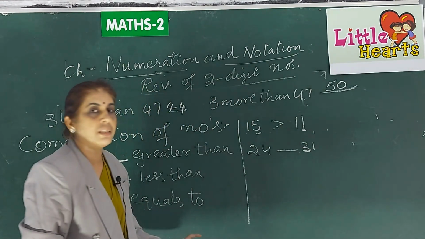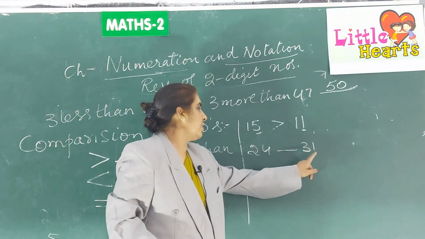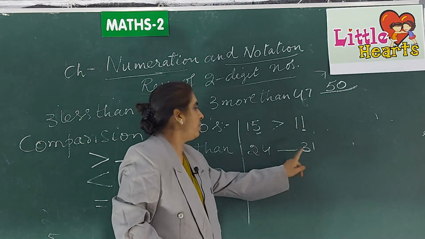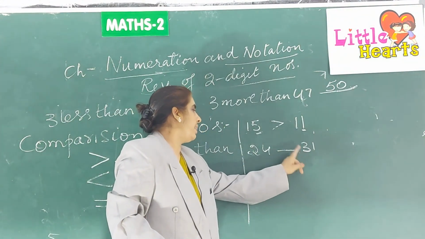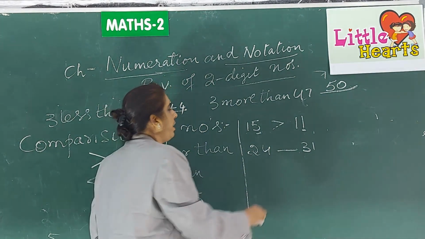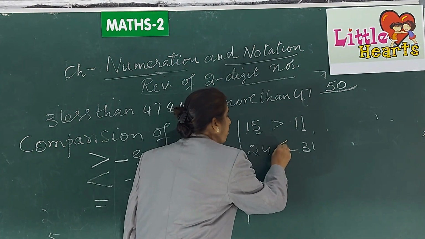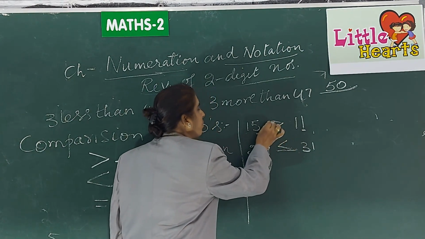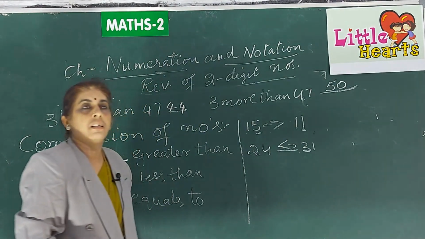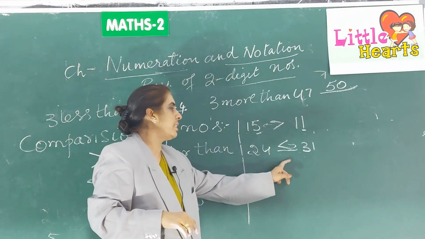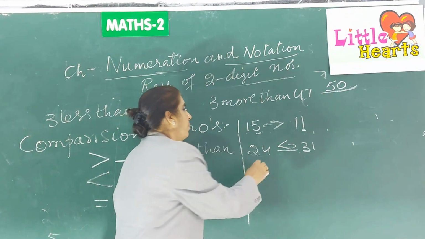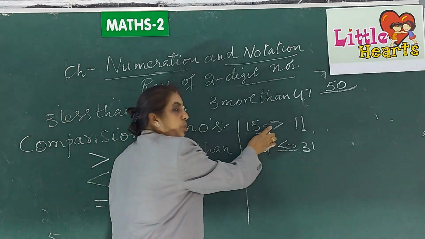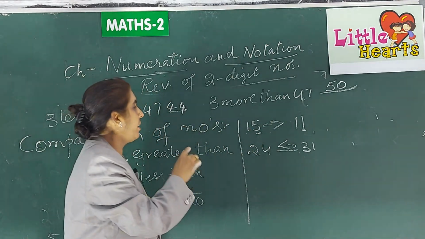Compare these numbers, 24 and 31. Compare the tens place digit now. 2 and 3. You already know that 3 is greater than 2. So 24 is less than 31. Remember that the crocodile's mouth is always open towards the greater number. When the mouth is open towards your right hand side, that is less than, and when it is open towards the left hand side, that is greater than.